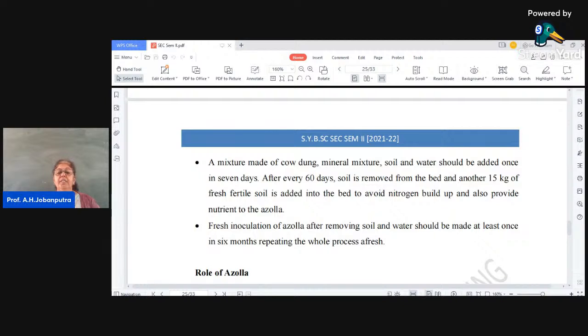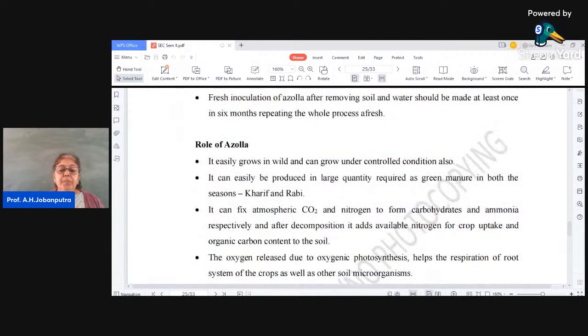After every 60 days, the soil has to be removed from that pond or the bed, and another 15 kg fresh soil has to be added. So you cannot use the same soil again and again. You remove some soil and then add 15 kg soil. So the fresh soil will provide fresh nutrients, and you have to add the fresh inoculum of Azolla in the same pot. You can repeat this procedure for 6 months again and again, and that is how you can harvest after every फर्स्ट 7 वीक 7 डेज सोडलं तर मग नंतरचे 7 दिवसापासून तुम्ही 1-1 दीड त्याच्यातनं हार्वेस्ट करू शकता.